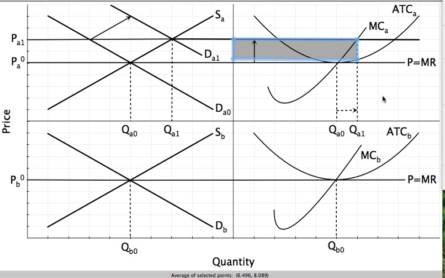What's going to be the impact on good B? People are buying good A and they stop purchasing good B. So they're going to actually see their demand curve shift to the left. And let me shift it to there.